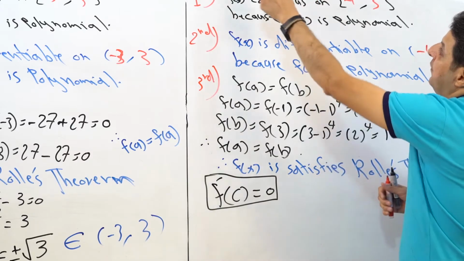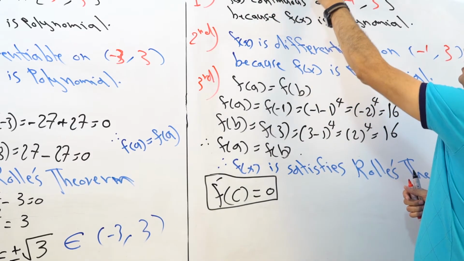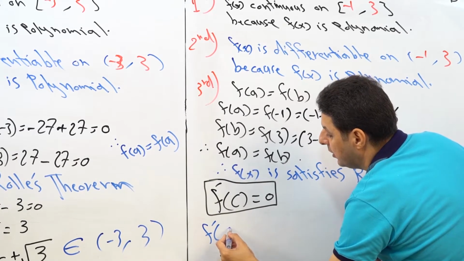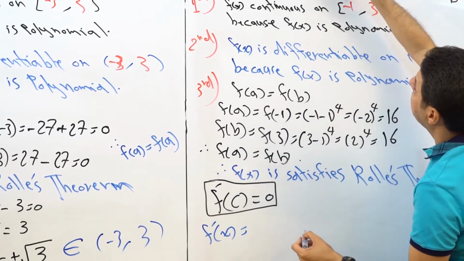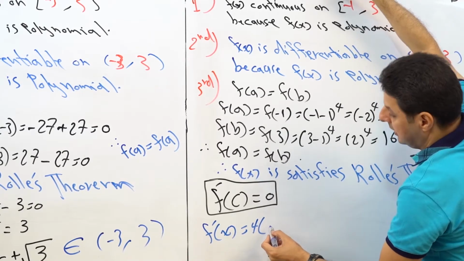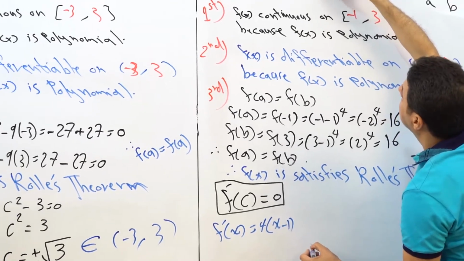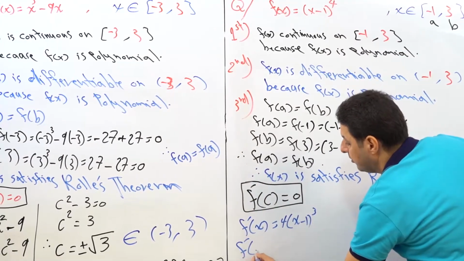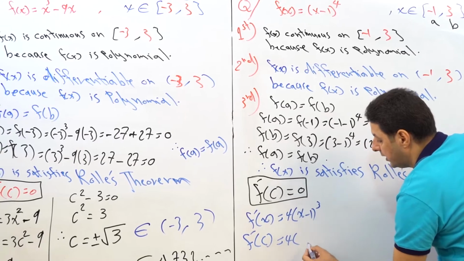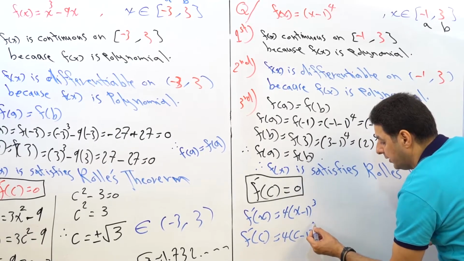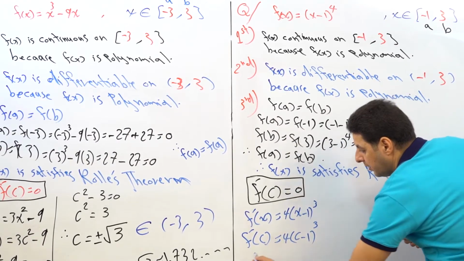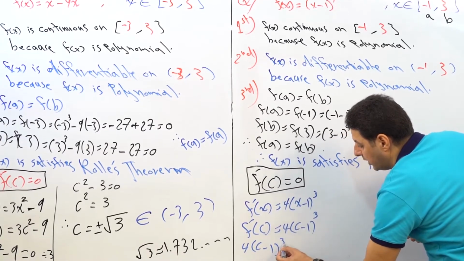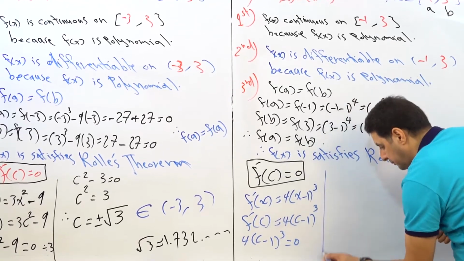Then f of x equals x minus 1 to the power 4. f prime of x, that is the derivative, is 4 times x minus 1 to the power 4 minus 1, which is 3. f prime of C is 4 times C minus 1 to the power 3, equal to 0.